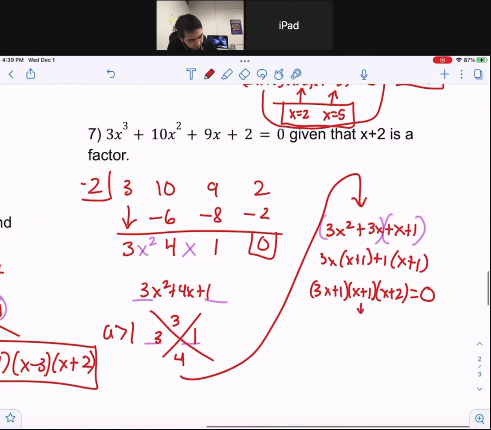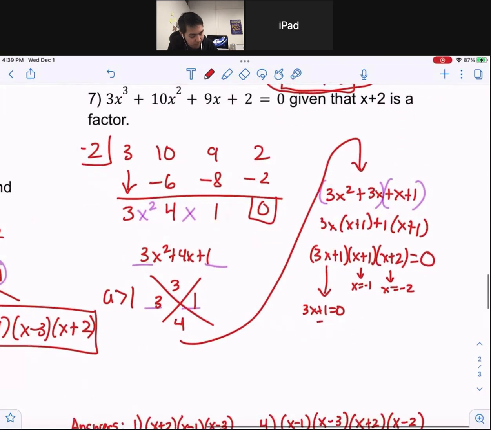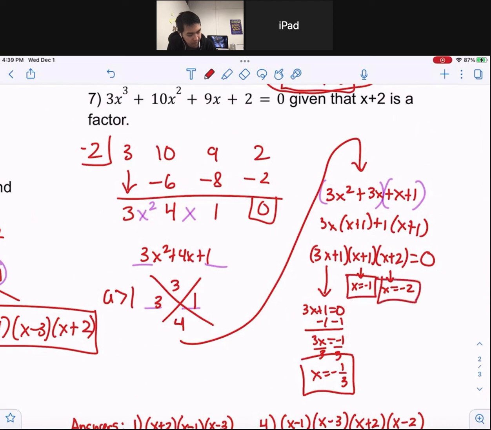So for this one, x has to equal negative 1. For this one, x has to equal negative 2. For this one, we have to set that whole thing equal to 0 because it has a coefficient of not 1. Subtract 1 on both sides, divide both sides by 3, x equals negative 1/3. And those are your 3 answers.